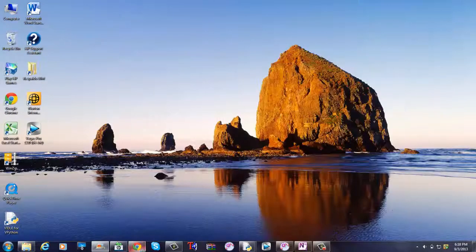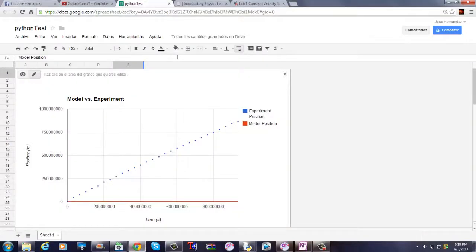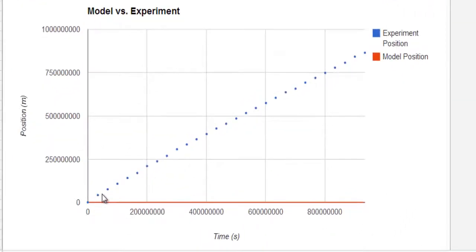And I will show you the graph I made in Google Sheets. Here you can see the blue dotted line represents the experiment position, and the orange line represents the model position. As you can see here, the y-axis represents the position and the x-axis represents the time.